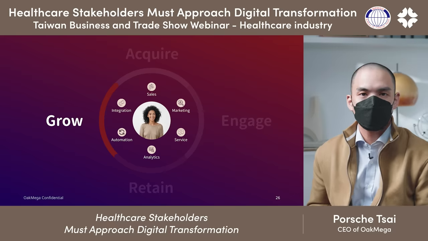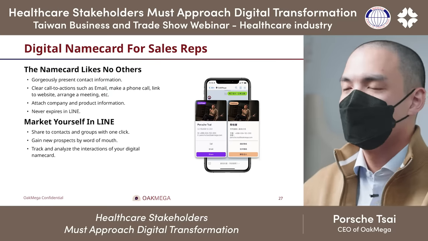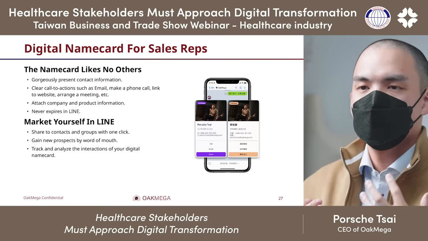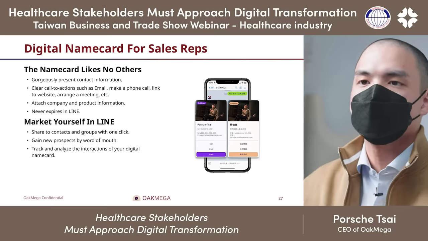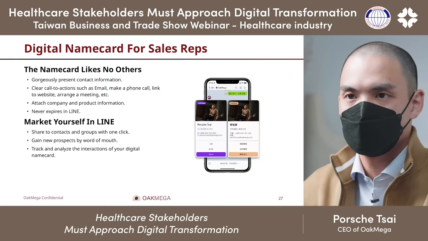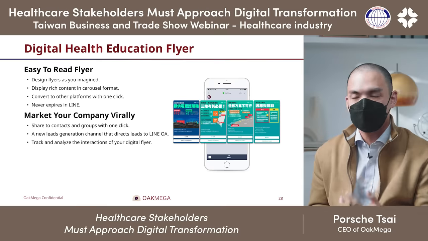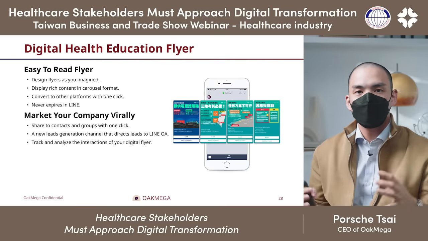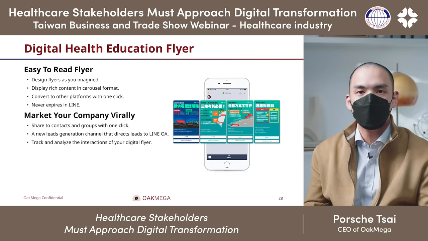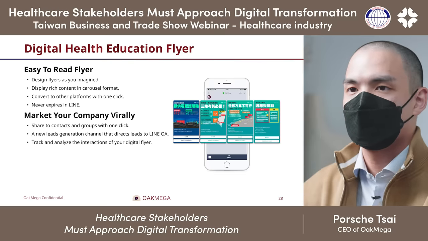So last but not least, how do we grow your VIP customers in the future? For sales reps, you have digital name cards to expand your awareness within social platforms like Line, WhatsApp, Messenger, and Instagram. And for medical and marketing people, you have a digital health education flyer to send the content to more people to gain awareness of the topic you want to talk about.